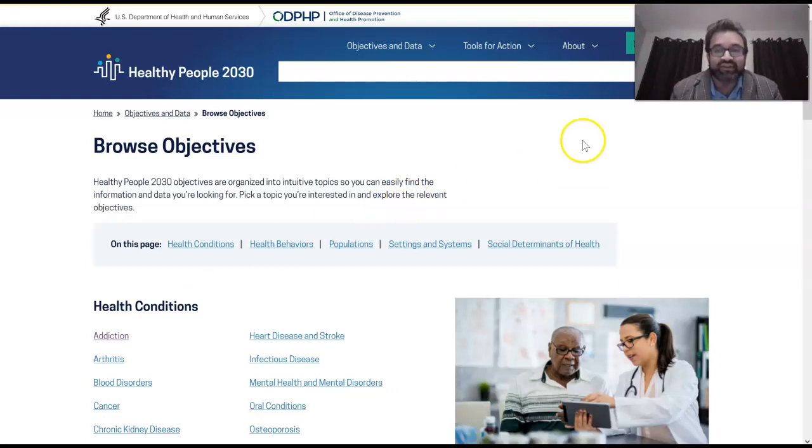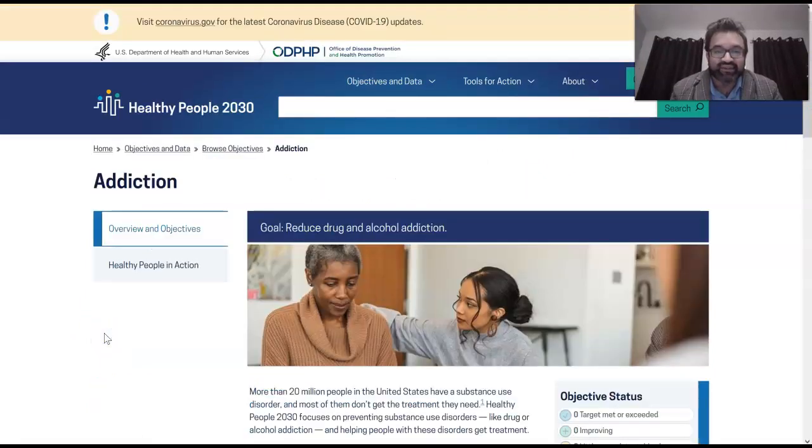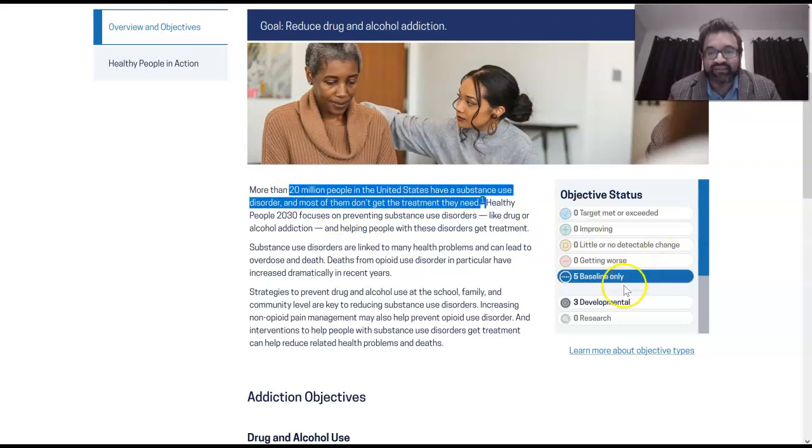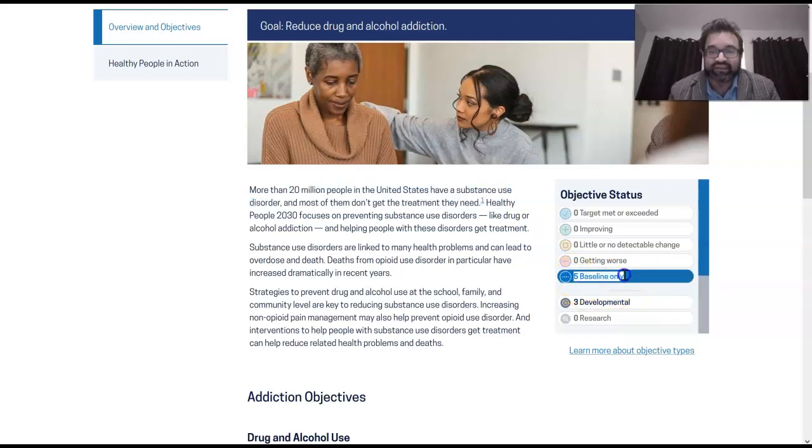So if we go down and take addiction, for example, then we see that the goal is to reduce drug and alcohol addiction, which is in blue. And then if you scroll down, there's a broad description of what this is. For instance, 20 million people in the United States have a substance use disorder. And then on the right, if you pay attention to this panel, there are five baseline objective status checks that are provided. However, there's not any additional information that is provided.